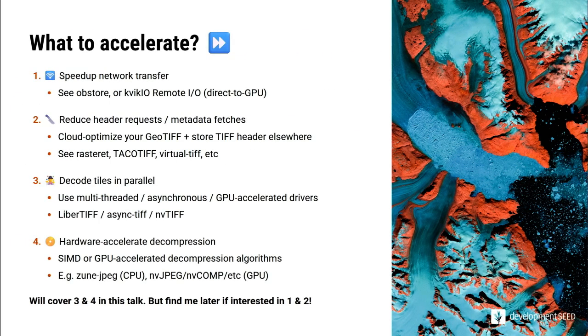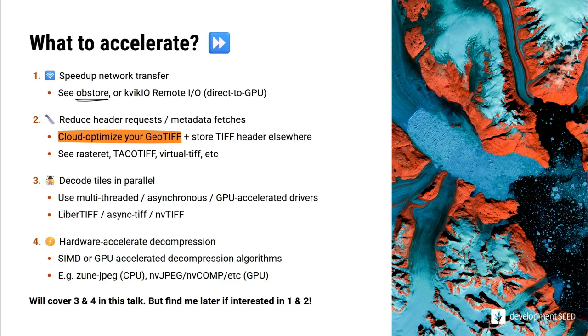Right. The talk's about accelerating GeoTIFF reading. So what do we want to accelerate? I can see about 4 ways to accelerate things. The first one is to speed up the network transfer part. So look into libraries like object_store or KvikIO's RemoteIO, where you can read into the GPU. So this is speeding up the transfer from the network.